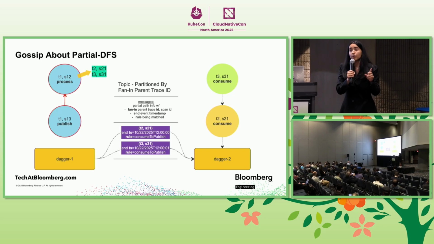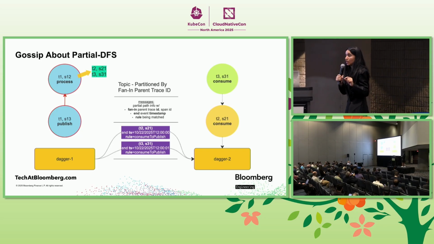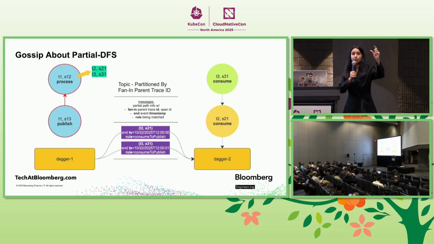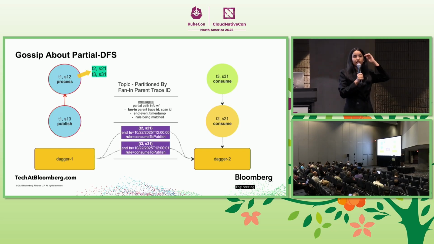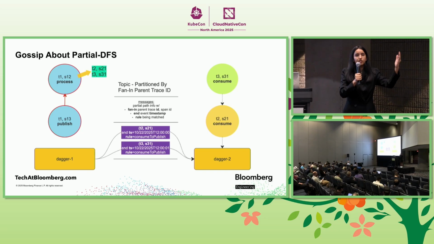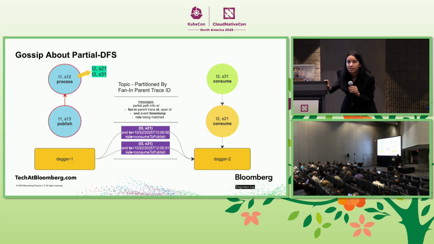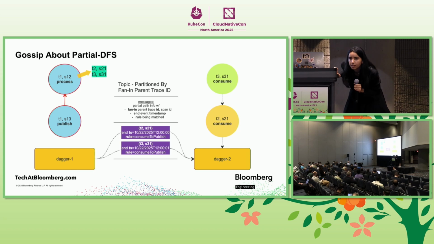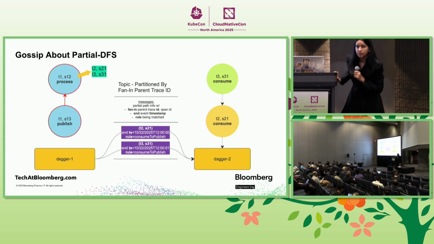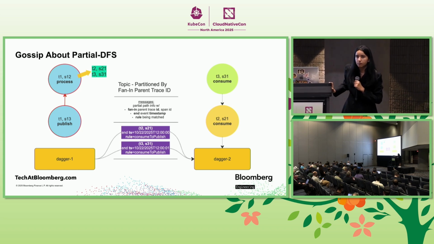Yeah, absolutely. No, we're not using trace ID as a topic. We are hashing the trace IDs into specific partitions. So for example, if you have 50,000 trace IDs and 5 partitions, 10,000 are going into one partition.